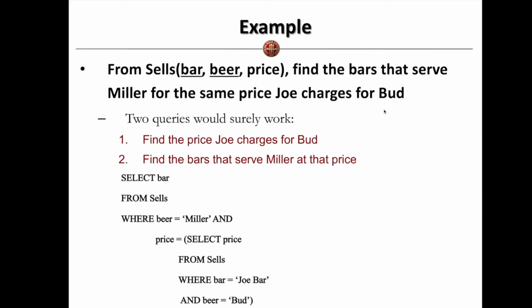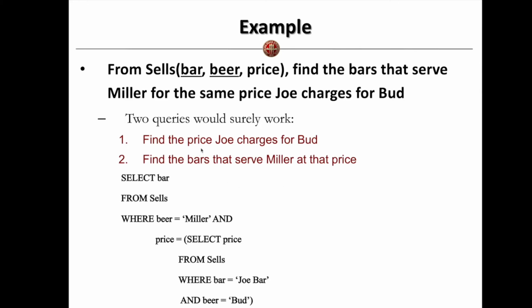If we want to answer this question, the first one, you may wonder what is the price that Joe's bar charged for Bart, right? If we can have the price, then we can use this price as an intermediate result to help us find the bars which serve the mineral with the same price, right? Then it provides us with a hierarchical thinking for writing down queries in SQL. So the first question will be to find the price Joe's bar charges for Bart, and the second question will be to find the bars that serve mineral at the same price. If we think in this way, then we have to use this subquery to help us.